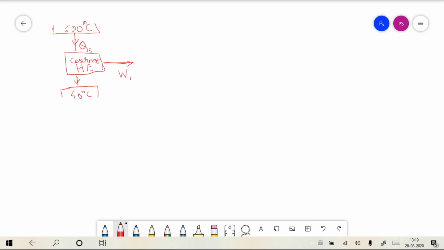Let me call this W1. Now what is given is that there is a refrigerator, a Carnot refrigerator. This Carnot refrigerator is operating between 40 degrees centigrade, and it is extracting the heat from minus 20 degrees centigrade.